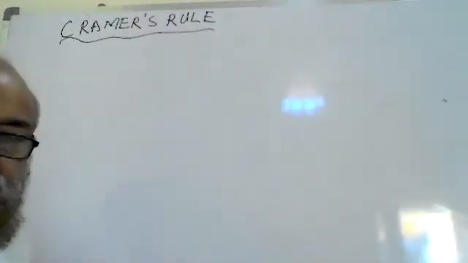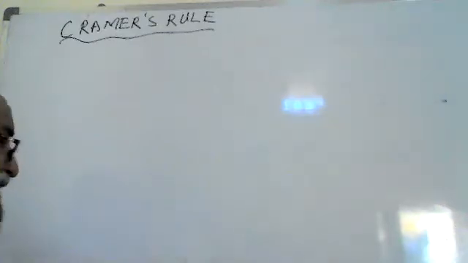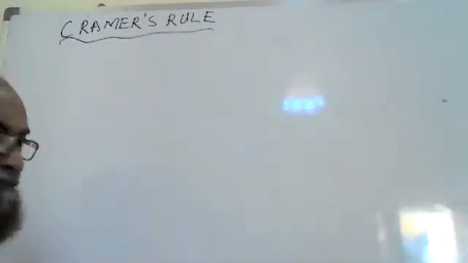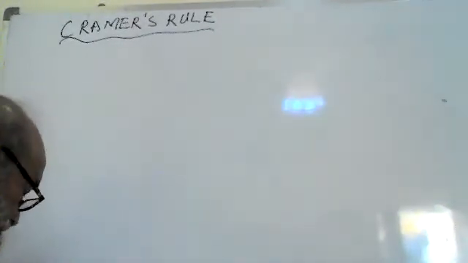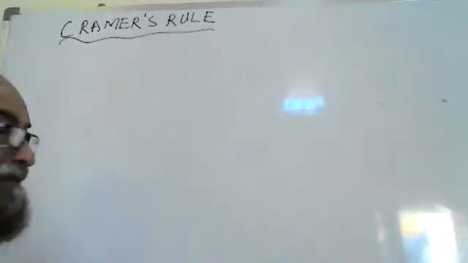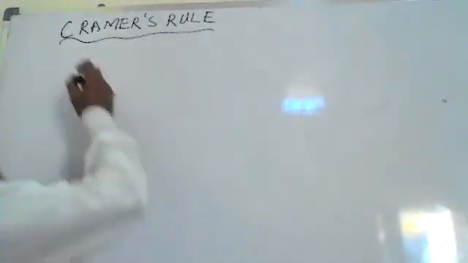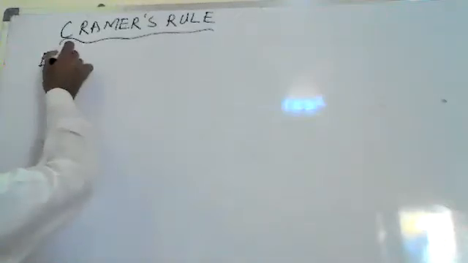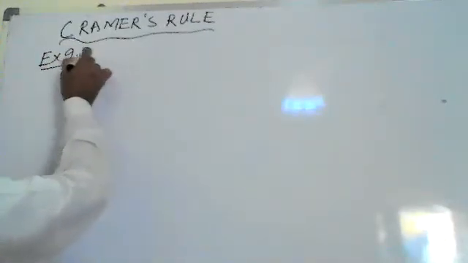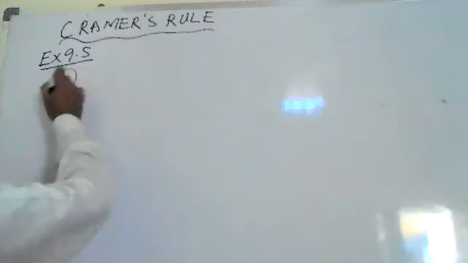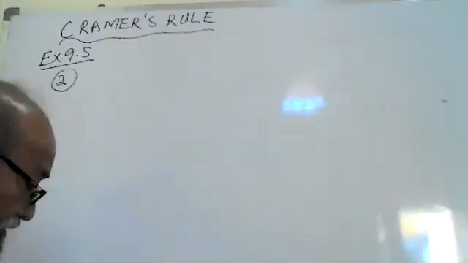So we will solve the system of linear equations by using Cramer's rule. So we are doing the exercise. Last time we also did exercise 9.5. We did only one question, to find the value of the determinant. Here we will solve the linear equations, question number 2, exercise 9.5.